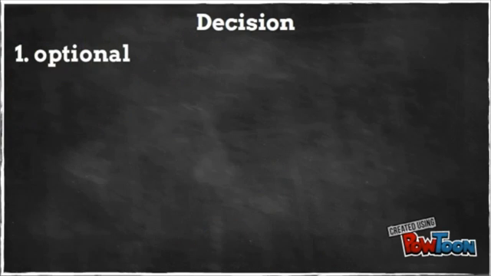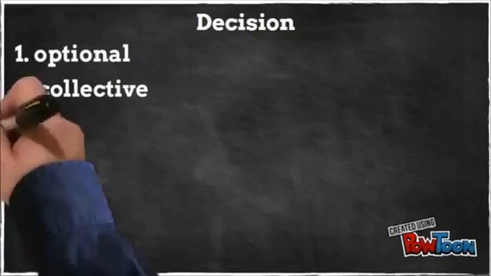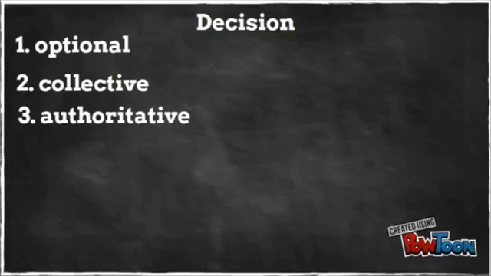Optional innovation decision, which is made by individuals that are special and different from others. Collective innovation decision, which is made collectively by all participants. And authority innovation decision, which is made for the entire social system by individuals with power.